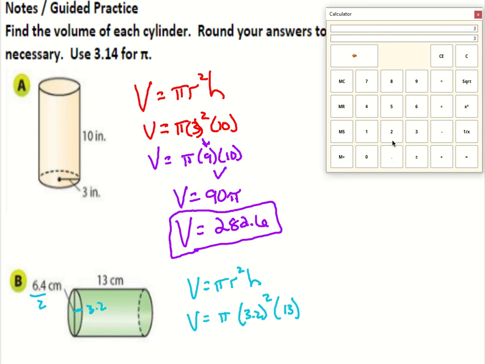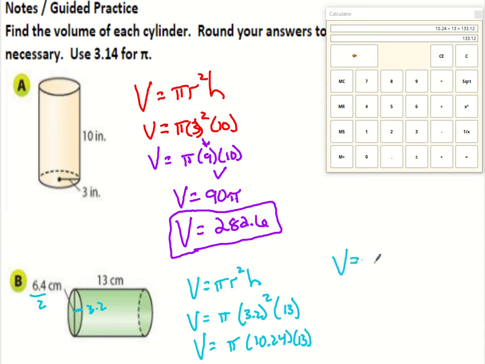So first thing I'm going to do is 3.2 squared, which is just 3.2 times 3.2. I could have also hit this square button right here. That gives me 10.24. So I'm going to write this down. And when you guys are working on this, this is the work I expect to see. I expect to see you show me what you got for 3.2 squared, which is 10.24. And then now I got to multiply that by 13. Now that I wrote that down, I can multiply by 13.